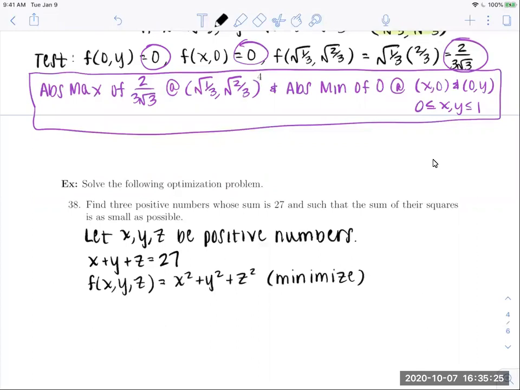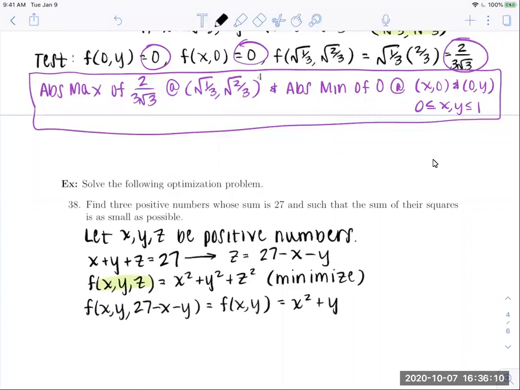All right, so when we think back to the name of this section, we're trying to find maxima and minima of functions of 2 variables. But we have 3 variables right now. The good news is we have this extra equation that we can use to reduce one of those variables. So let's just cut z out of the equation. If I solve for z, z is 27 minus x minus y. So I'm going to plug that into my function, F of x, y, and then 27 minus x minus y. And I'm going to give this a new name, just F of x, y. So this is x squared plus y squared plus the quantity 27 minus x minus y, squared.